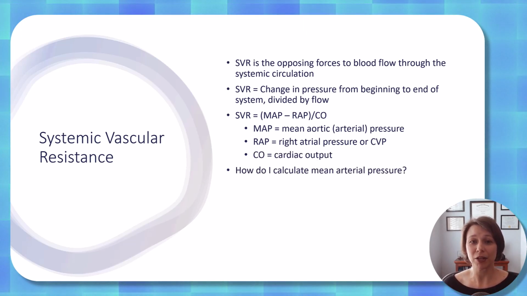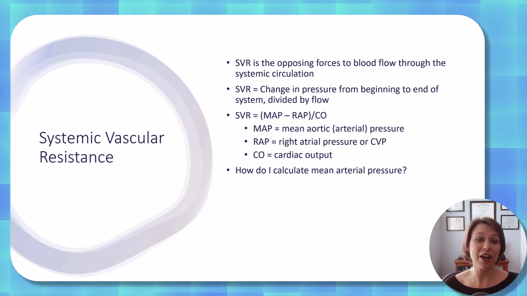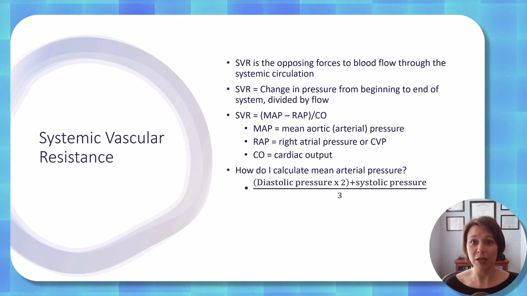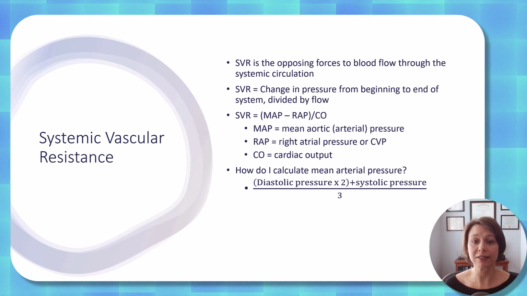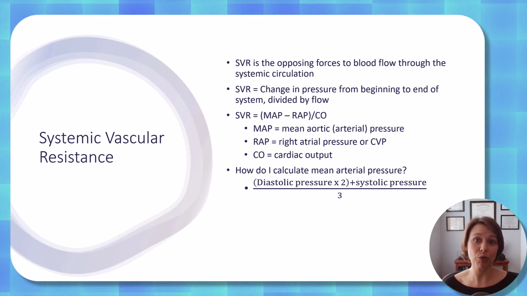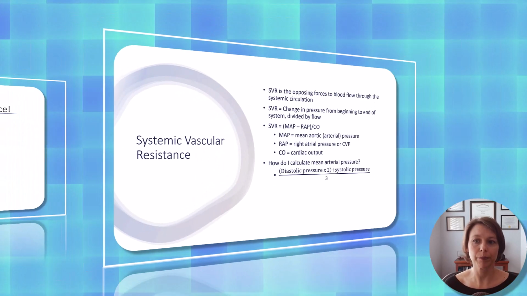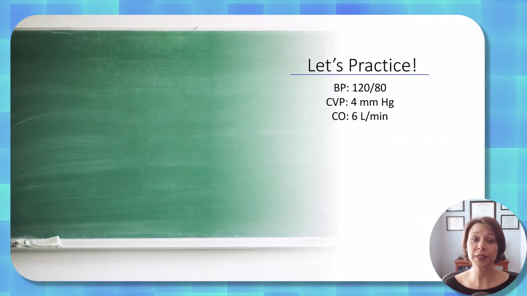How do I calculate mean arterial pressure? Just in case you've forgotten how to do that, that is diastolic pressure times 2, because we spend twice as much time in diastole as systole, plus the systolic pressure, and then divided by 3 because we're trying to find the average pressure. Okay, so let's do some practice.